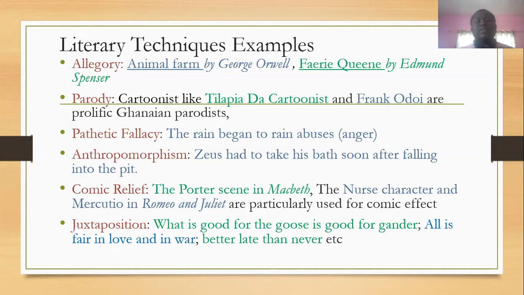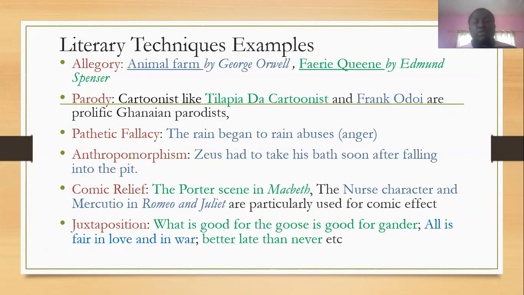Anthropomorphism, we see these examples. Zeus had to take his bath soon after falling into the pit. So we are told that gods, by their nature, are ever clean, they are ever neat. So if that is anything to go by, then we don't expect Zeus to be taking his bath, but we see him take his bath as it's captured here. And so that becomes a human attribute assigned to it. Then we have comic relief.